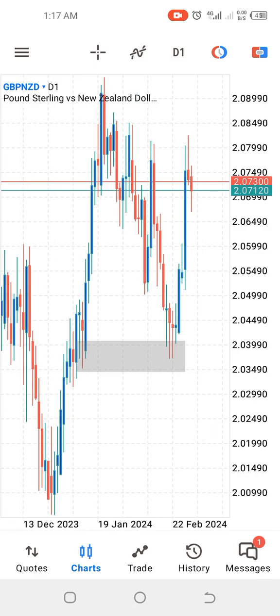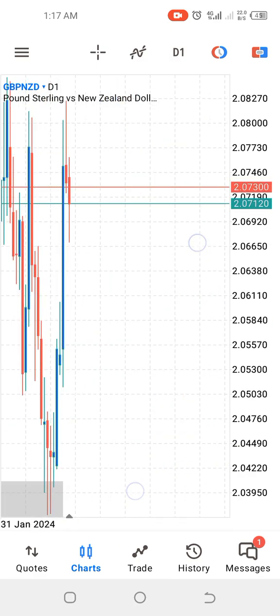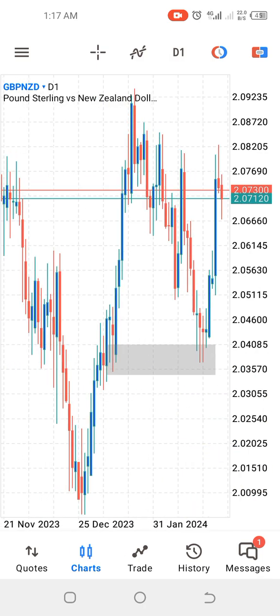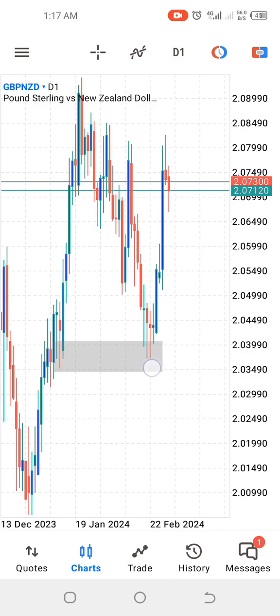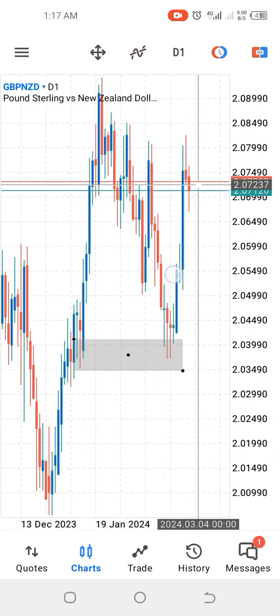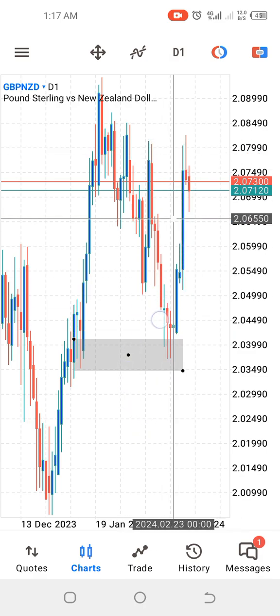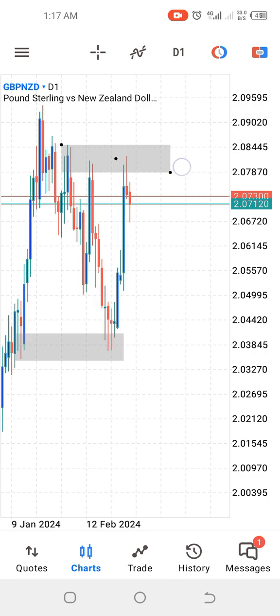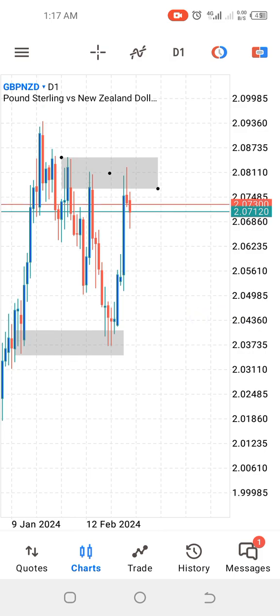Okay, on the daily time frame presently, we're not really having a very good trend. Okay, now what we had was price tapped into this demand zone, as you can see, and pushed to the upside. Okay, after pushing to the upside, now price has got to this supply zone, or we can call it resistance zone, on the daily time frame.